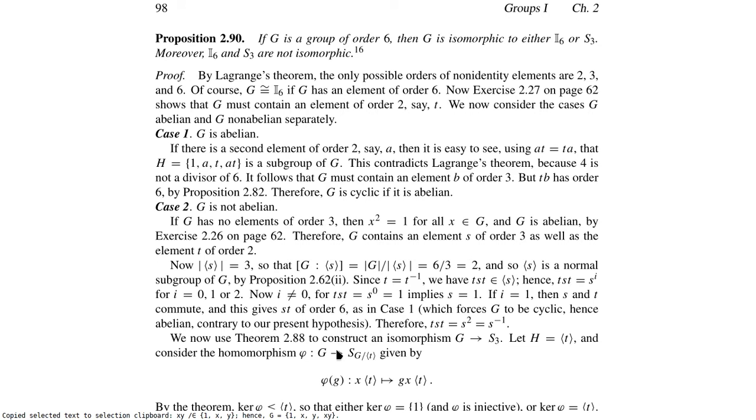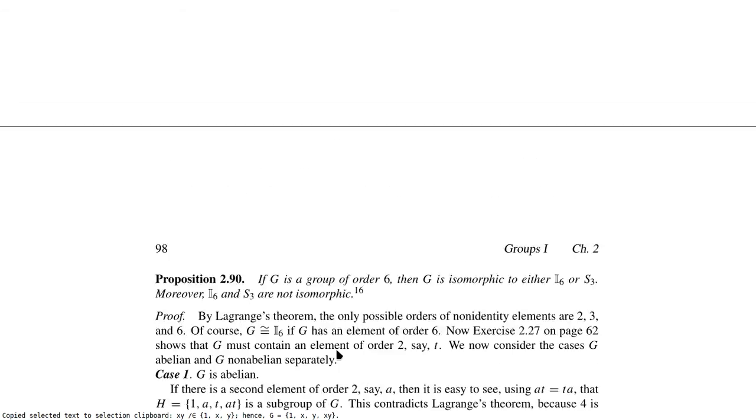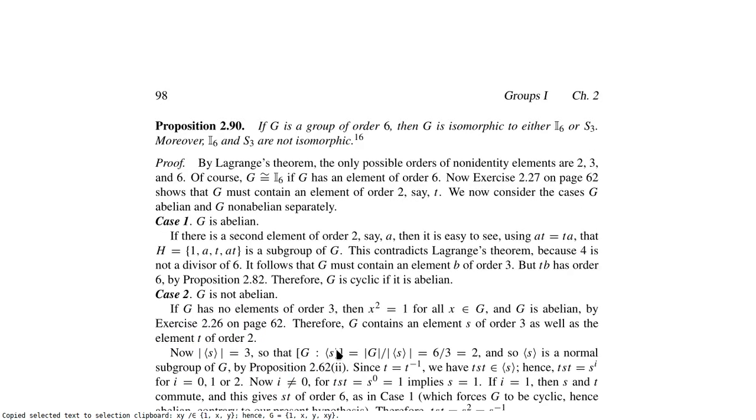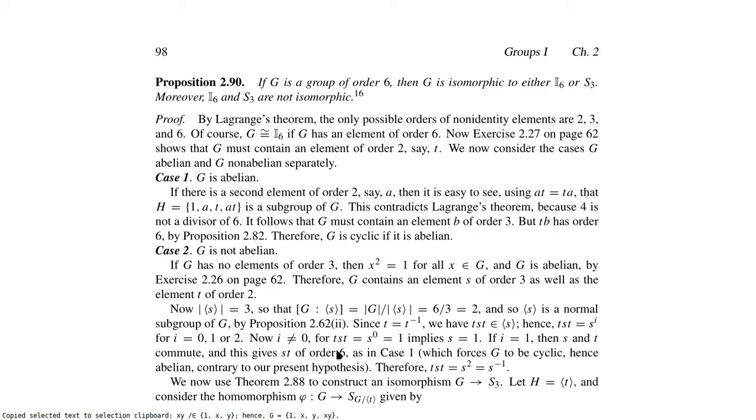Okay, so you have proposition 2.90, which says that if you have a group of order 6, then G is going to be either isomorphic to I6 or S3. So this is similar to what we saw before, right? We saw that a group of order 4 is either isomorphic to I4 or the Klein V group. But here you have I6 or S3, and you'll also have to establish that I6 and S3 are not isomorphic.